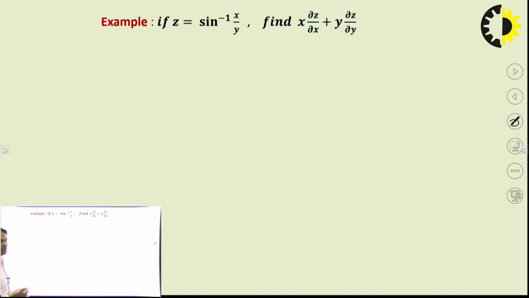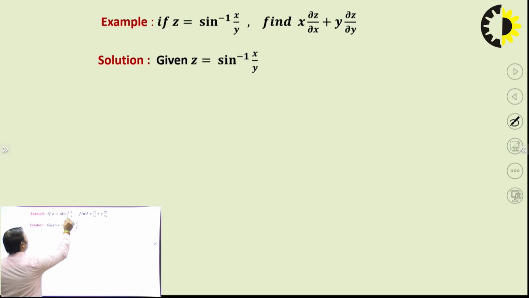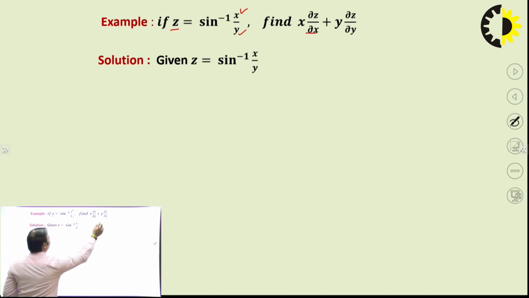I have another question for you. This time the function is denoted by z. z is equal to sine inverse x upon y. So it is clear from the question that we are dealing with two unknown independent variables, right? So we can go for partial differentiation. We can find the change in z by making some changes in x. We can also calculate the rate of change of z with respect to y.